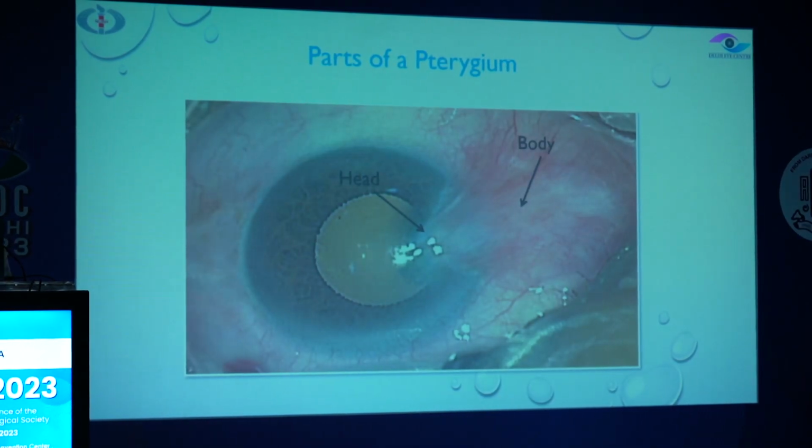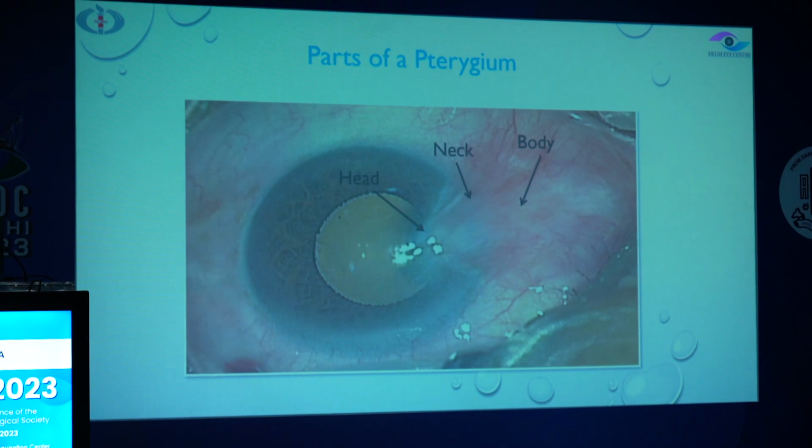Before I talk about the surgery, I would like to go over the parts of a pterygium to really understand the surgery a little bit better. We have the head of the pterygium, which is the part which lies on the cornea. Then we have the body of the pterygium, which lies over the conjunctiva, and the junction between these two is called the neck of the pterygium. The whitish or yellowish degenerated conjunctiva that we see here is actually the elastotic degeneration.